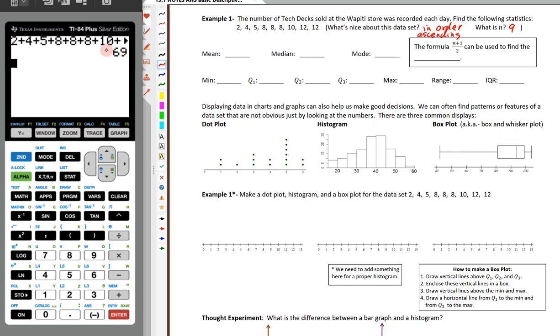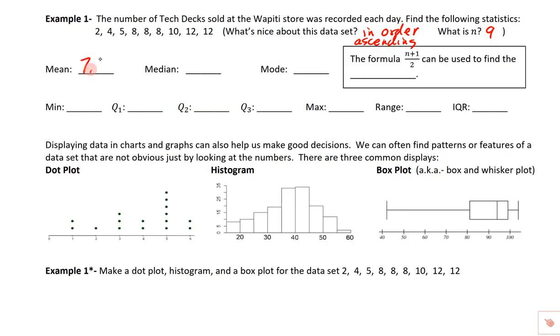So we add those up. We end up with 69. The mean is the average. So we add those up, and then we divide by how many there are. So we're going to take that answer, and I'm just going to hit divide. It's going to take 69, and we're going to divide by 9. And we get 7.6 repeated. So I'm going to write that down as 7.67. So 7.67 here. All right, so we have 7.67 there, and then we're going to find the median.